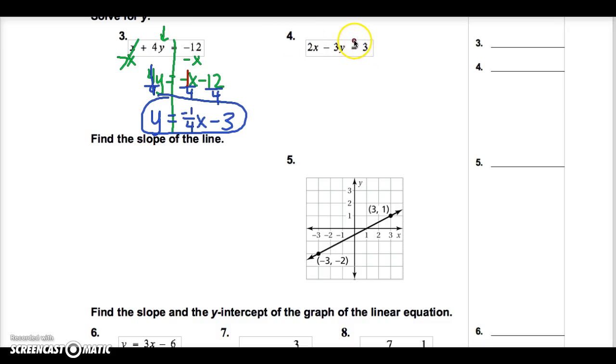On number 4, same process. I want the y by itself. So first thing I need to get rid of is this 2x. So since it's positive 2x, I'm going to subtract 2x on each side. You're left with negative 3y equals negative 2x plus 3. And then my next step is to divide everything by negative 3.